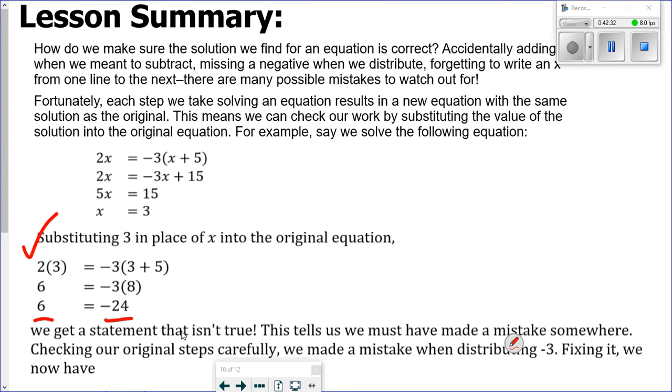So somewhere in their work, they must have made a mistake. Can you find the mistake? Pause the video now and see if you can locate it.